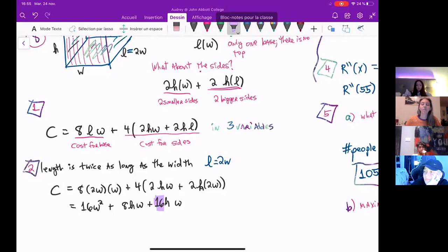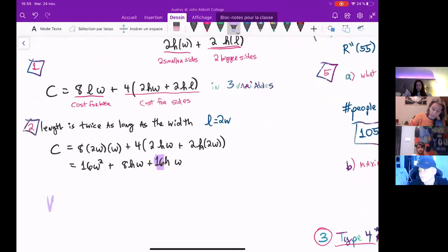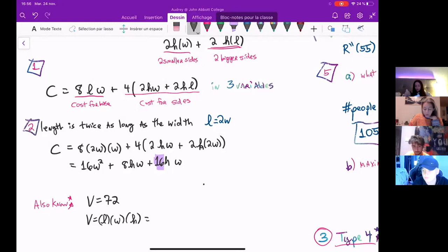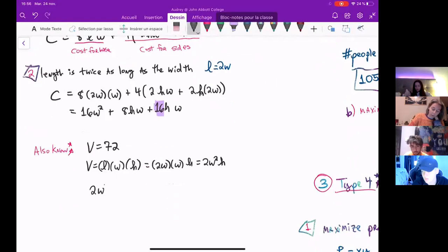Okay, what other piece of information did the problem give me that I have not used yet? Volume, you got it. So what is the volume? We also know here that my volume is equal to 72, but volume is also equal to length times width times height. But we also know that length is 2W. So in other words, we know that 2W squared H is equal to 72.